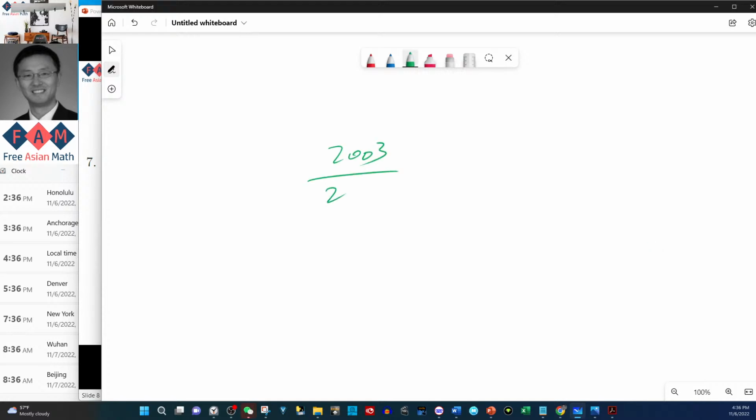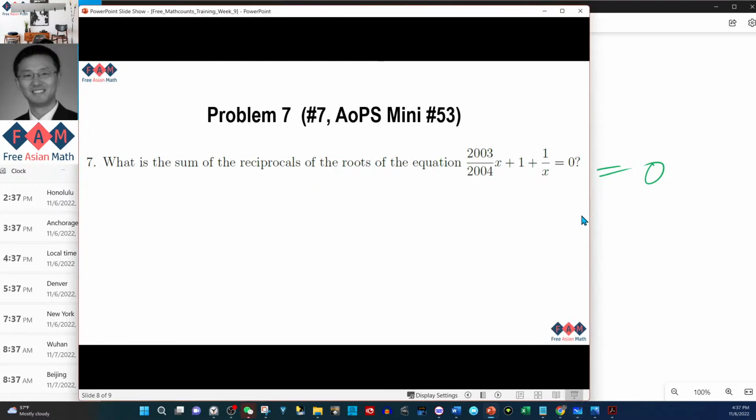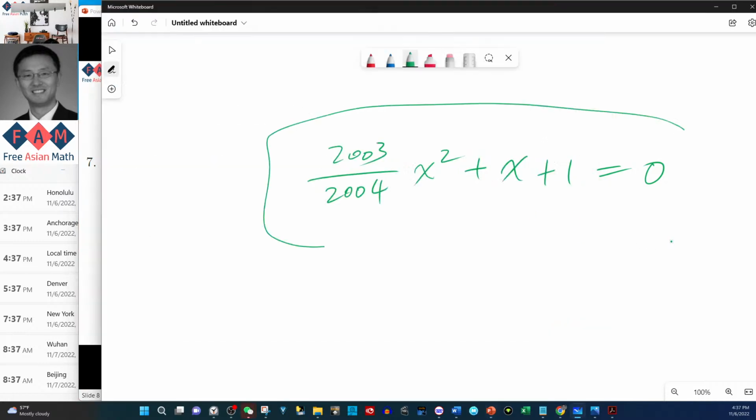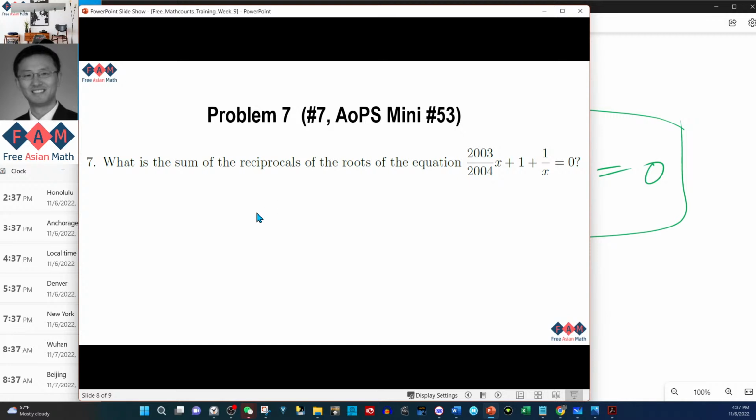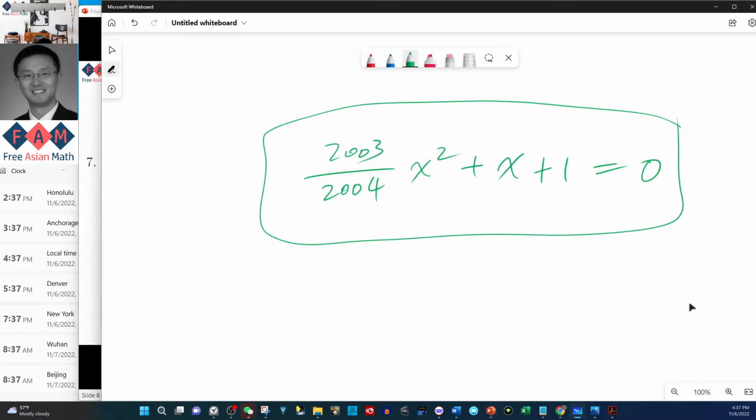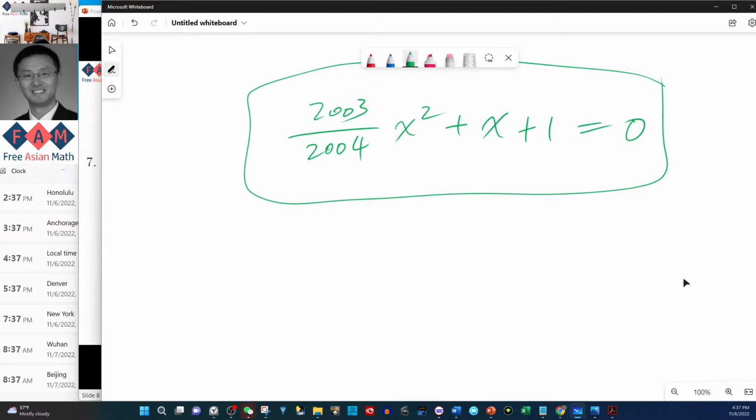When we do that, the linear term becomes a quadratic term. This must come from 2004 MathCounts. Remember, it's x, so when we multiply, it becomes x squared, and the constant term 1 becomes the linear term x, and the original 1 over x becomes 1. So indeed, this is a quadratic equation in disguise. Okay, so we have a quadratic equation, and we are asked to get what? The sum of the reciprocals of the two roots. Let's just say the two roots are p and q.